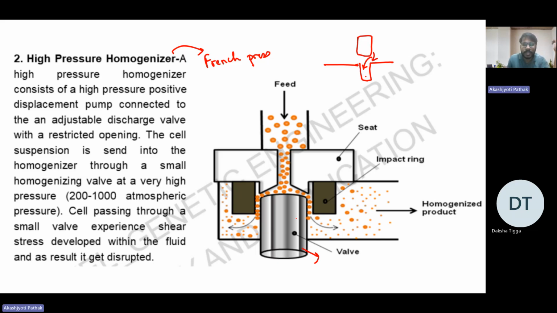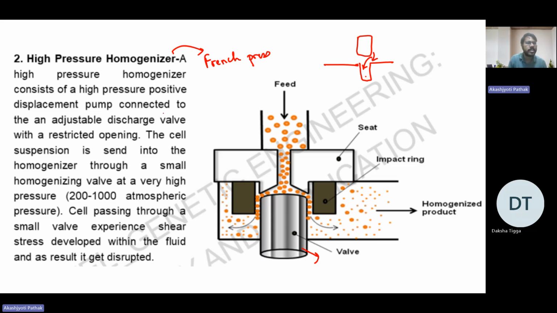This cylindrical object is forced into the space, and the cell lysate will pass through a small valve, and the high pressure that is produced will force open the cell.